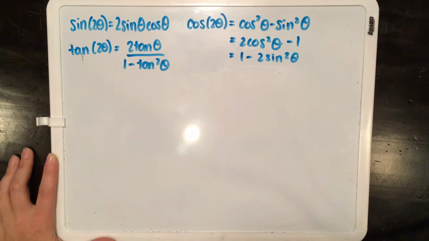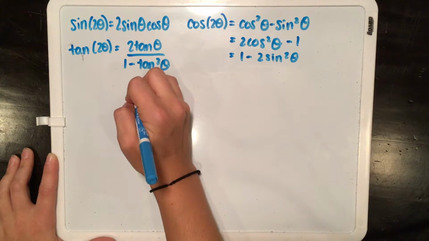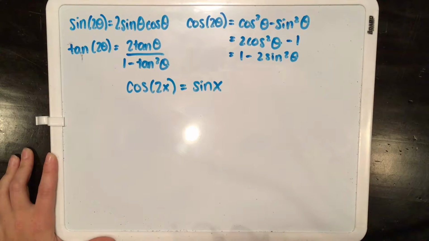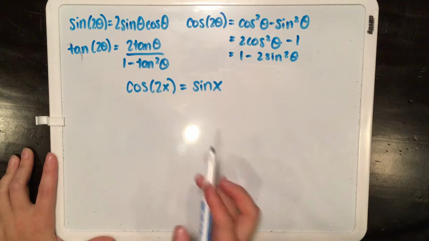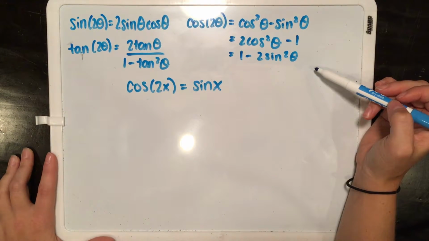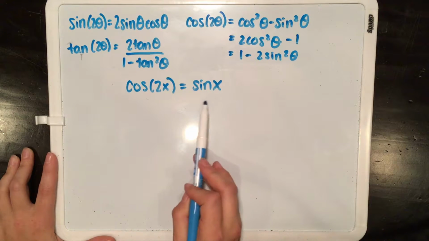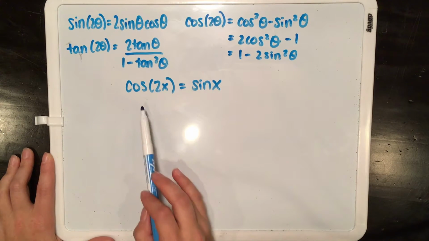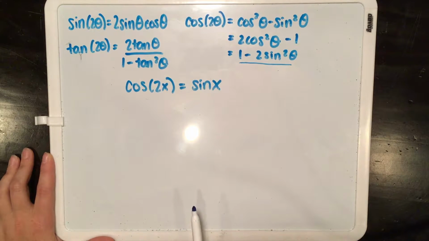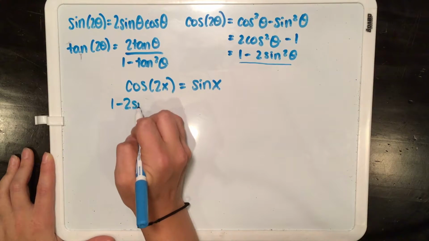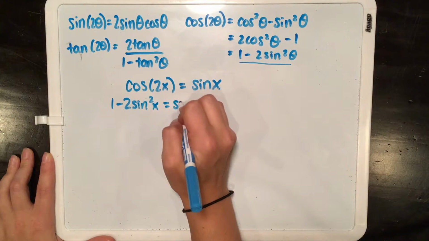In this next example, I'm going to show you an equation that we're going to need to use a double angle formula to solve. Cosine of 2x equals sine x. Now, we need to pick the trig identity that we're going to use for cosine 2x. We have 3 to choose from, but we want to use the one that has a sine in it because we have a sine on the right-hand side. So if we have sines on both sides, it might be easier to solve for x. So let's pick the last identity because it has only a sine and not a cosine. So we're going to replace cosine 2x with 1 minus 2 sine squared x equals sine x.